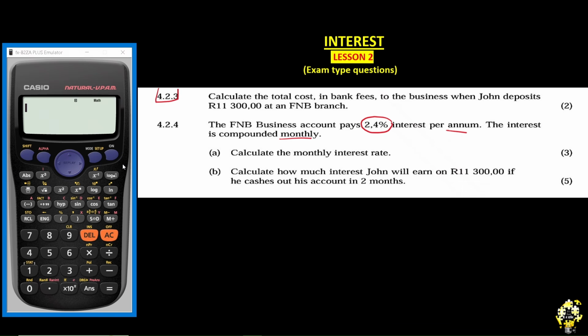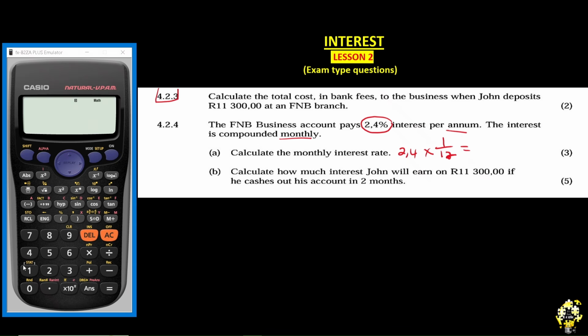So for A, we are asked, calculate the monthly interest rate. Well, if this is how we are given interest per annum, how would the interest be if it was monthly? Remember we spoke about compounding daily, monthly. So here you are simply supposed to say 2.4, and then you multiply it by 1 over 12.